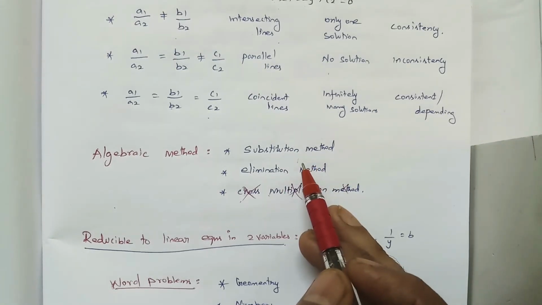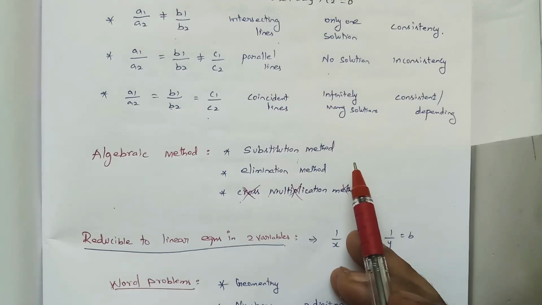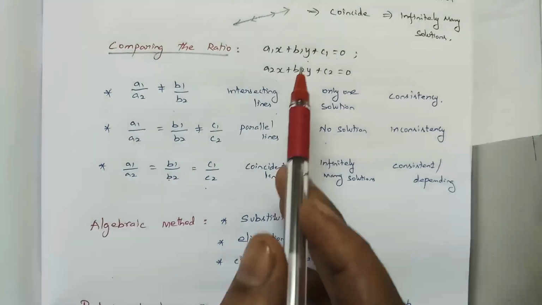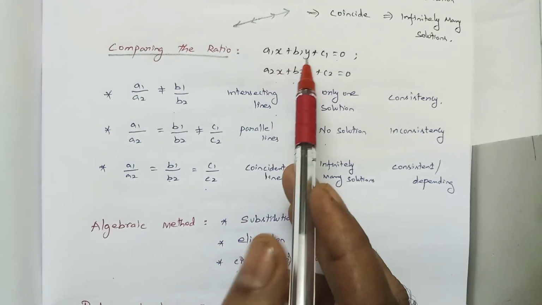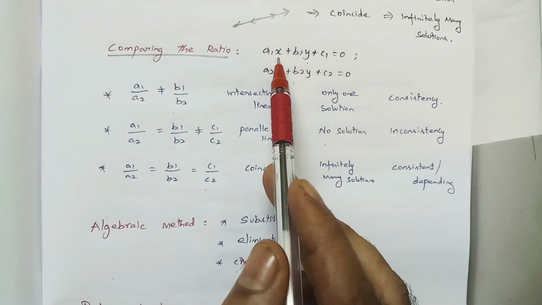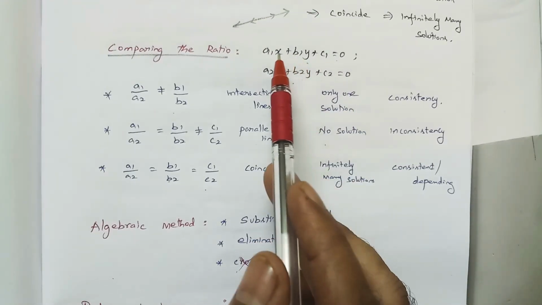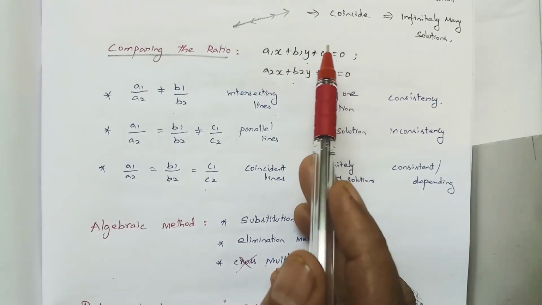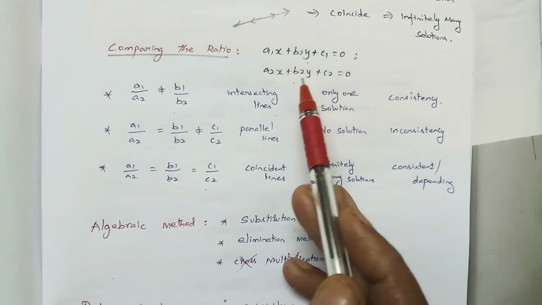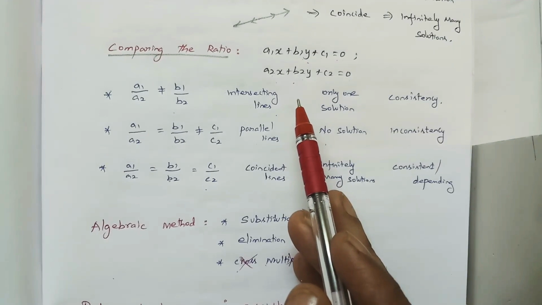For substitution, we have two equations. Among the two equations, you can choose any one equation, and in it we have two variables, x and y. You can find x in terms of y, or find y in terms of x. Then substitute in the second equation, and we will get the values of x and y. This is substitution.